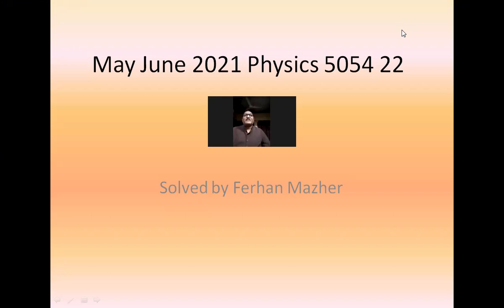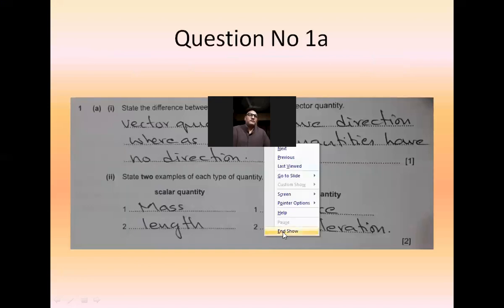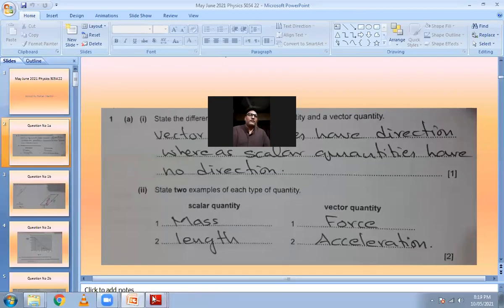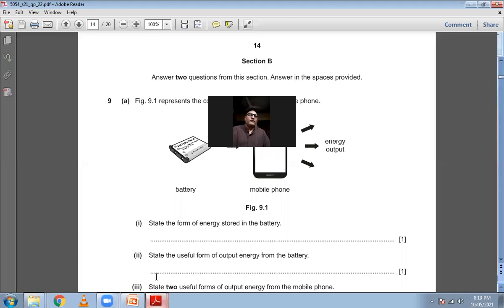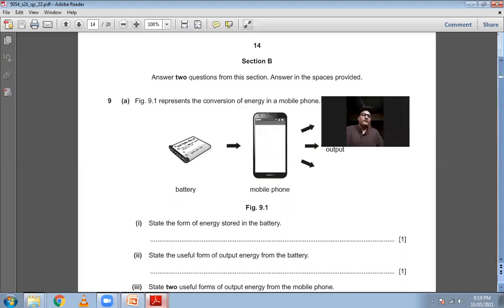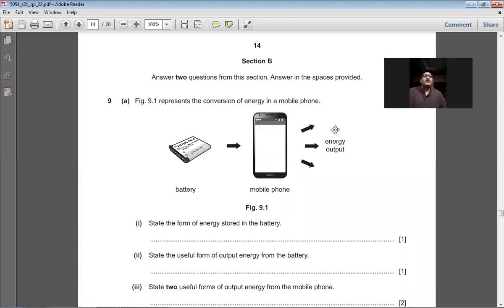So let's start. This is May-June 2021, Physics 5054, 2-2 paper. The first question coming up on your screen is question number 9, and you can see this.